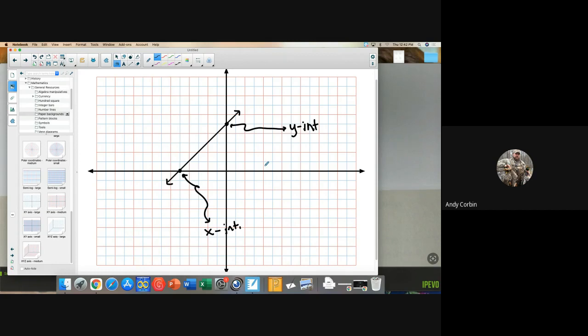The line intercepts the y-axis at one point. It also intercepts the x-axis at one point. The point where that line crosses the y-axis is called the y-intercept. The point where that line crosses the x-axis is called the x-intercept. Okay? A while ago, when you guys asked me about slope-intercept form, it was y equals mx plus b. Guess what b is? That's the y-intercept.